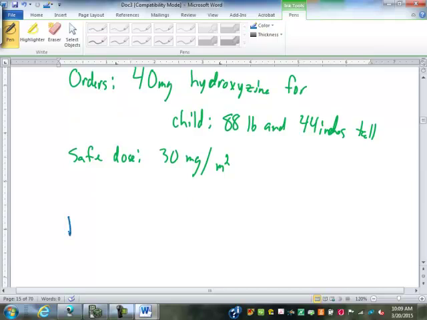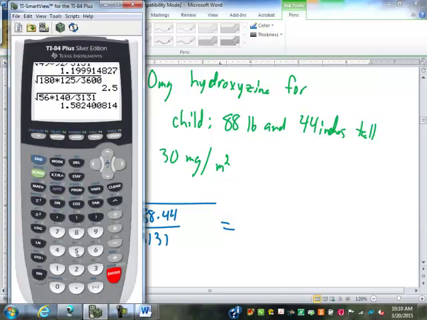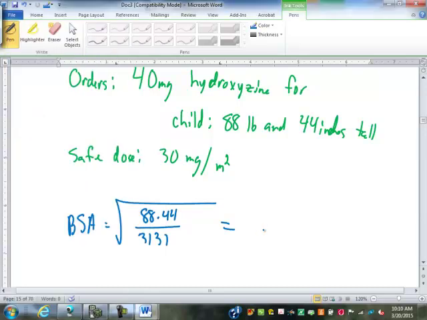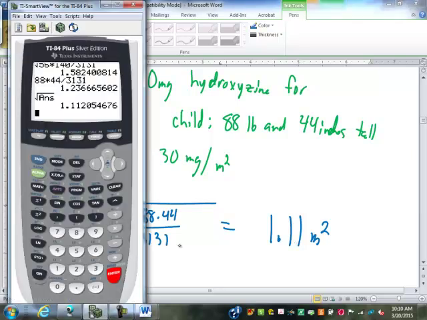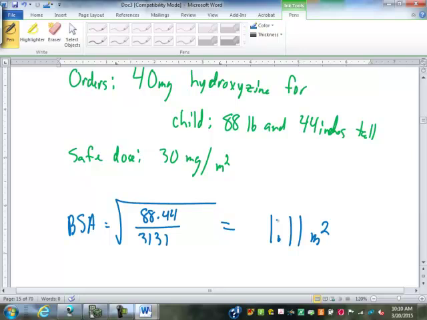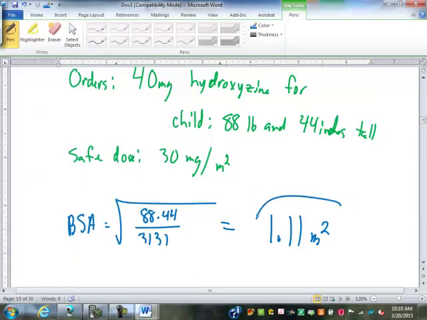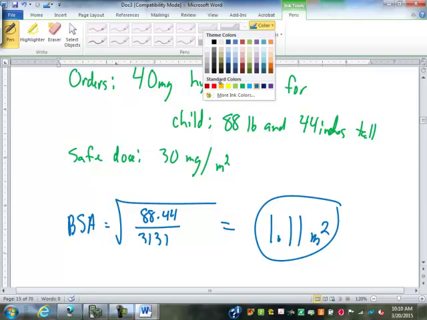So first step, let's find the body surface area. So 88 times 44, or 44 times 88, doesn't matter what order we do those in, divided by 3131, very good. So what do we get? 1.11. So okay, everybody, 1.11. Get it to work.